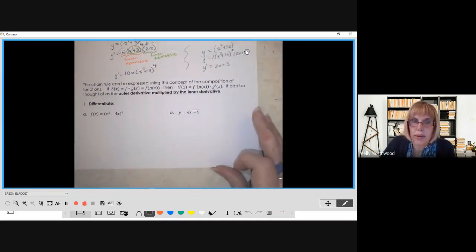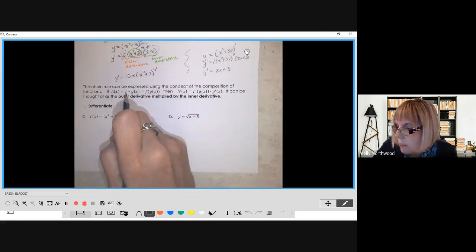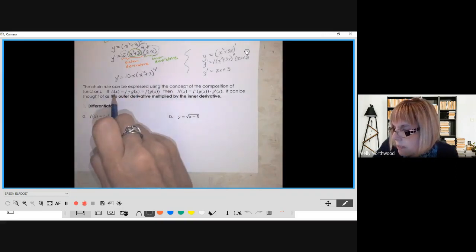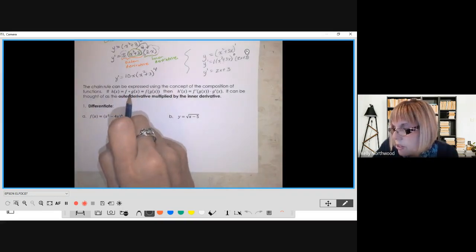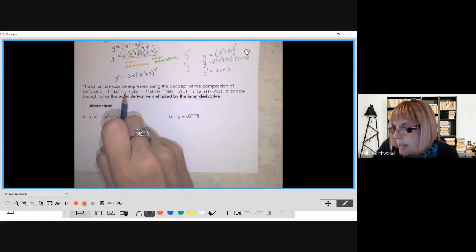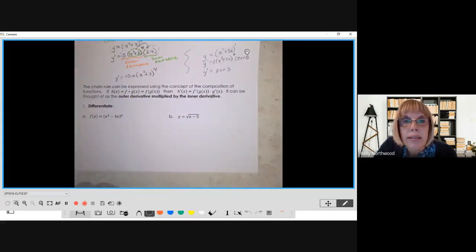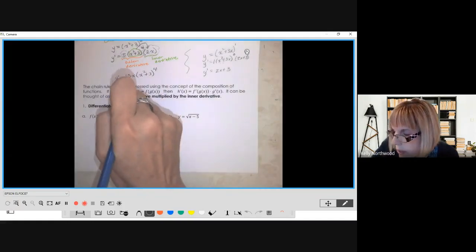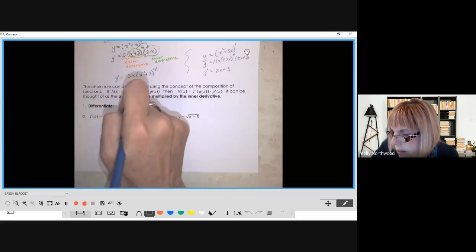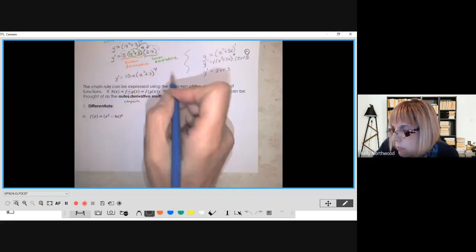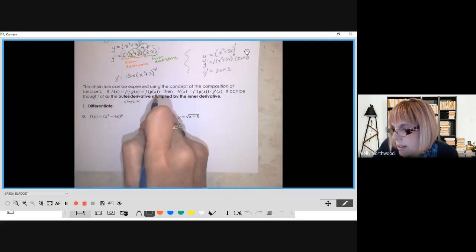I don't know if Mr. Zalaviga got to a composite of functions or not, but you can think of the chain rule as how you find the derivative of a composite function. How many people have seen that notation f composite g at x? Okay, so that little circle there means composite. And what it really means is f at g at x.